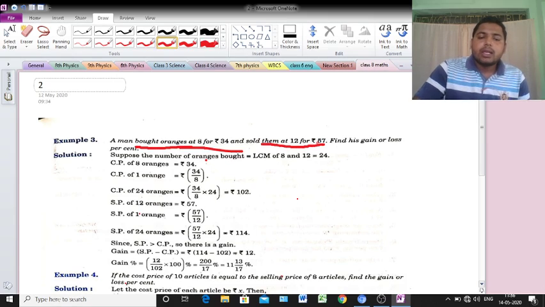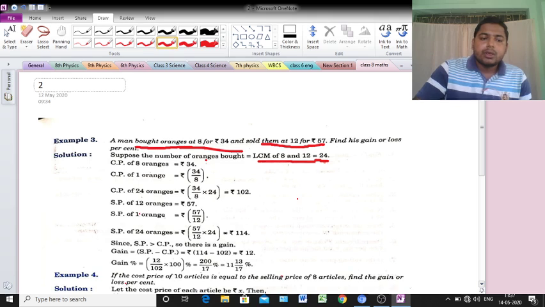So actually here it is not clearly mentioned how many oranges he bought. Indirectly, 8 and 12 are given here. So that's why we should find the LCM of 8 and 12. From here we can understand how many oranges he bought. So do the LCM of 8 and 12. What are we getting? 24. So the number of oranges he bought is 24.